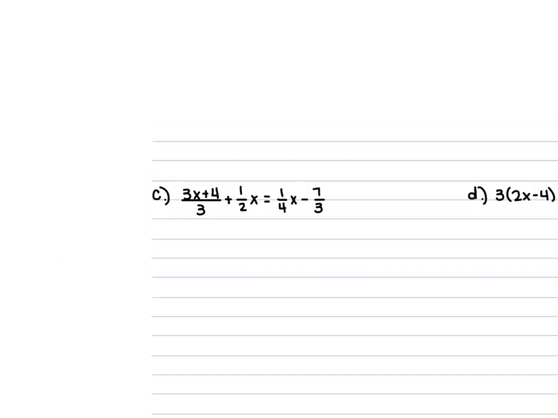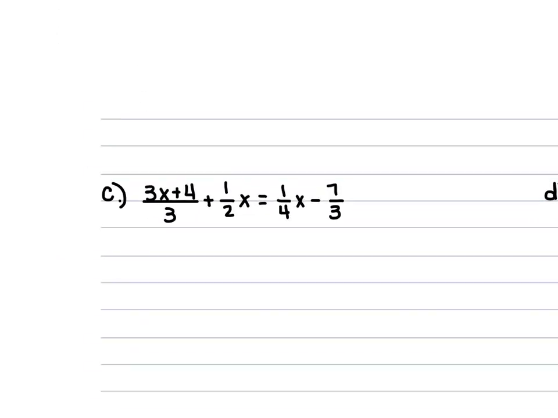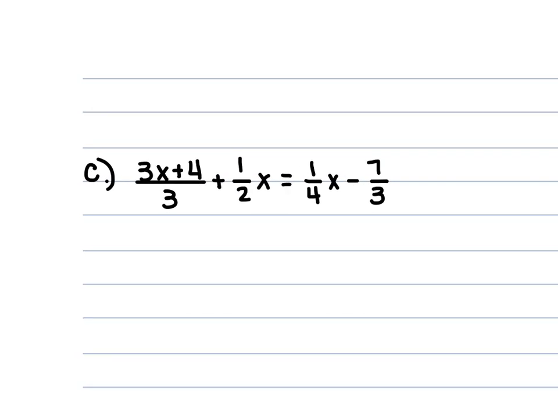If we look at example C, we now have fractions. Something that was brought up in one of the classes is: are you able to get rid of those fractions by multiplying the entire equation by your least common denominator? In this case, yes, you can do that. If we look at our denominators here, we have 3, 2, 4, and 3. The least common denominator between all of these fractions is 12. So we're going to multiply the entire equation by 12.